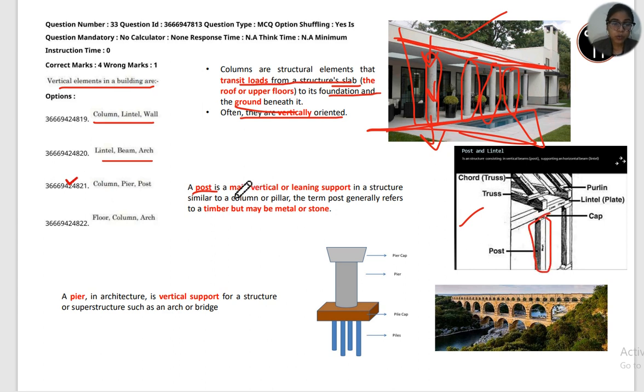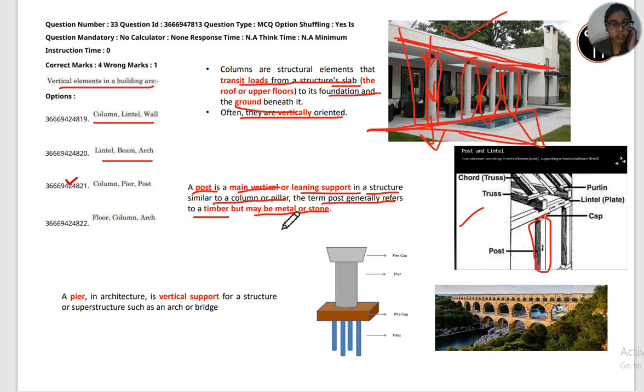Okay, the post is a main vertical or leaning support. It may be vertical or it may be a leaning support in a structure similar to a column or pillar. It will be similar to a column or pillar, but how is it different? The term post generally refers to a timber, but may be metal or stone.